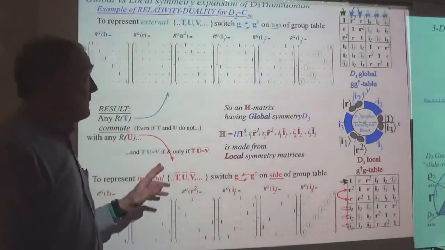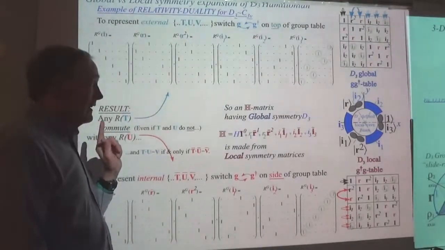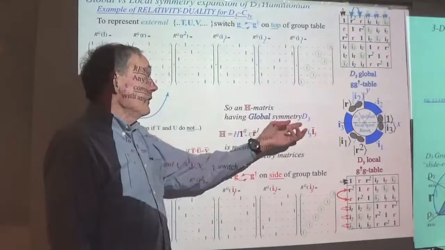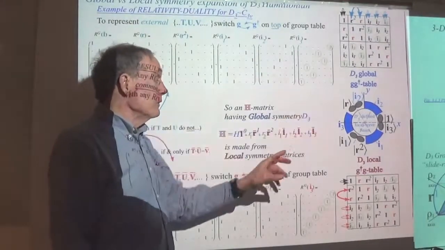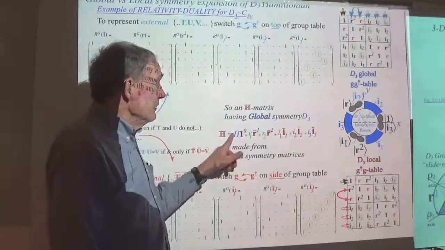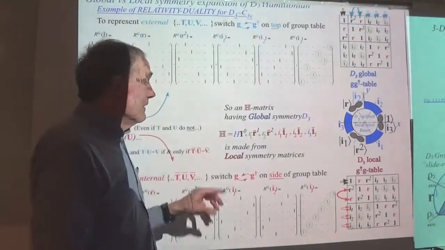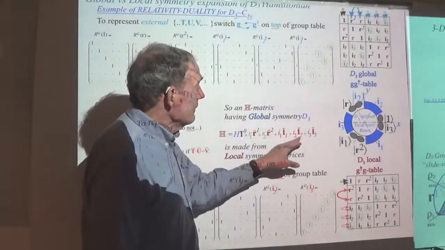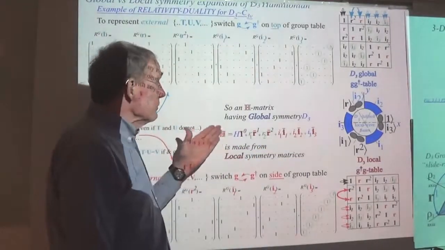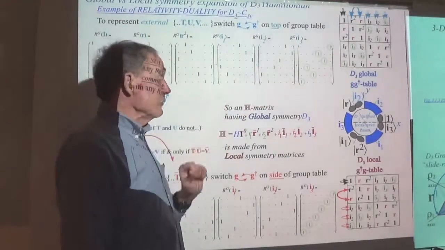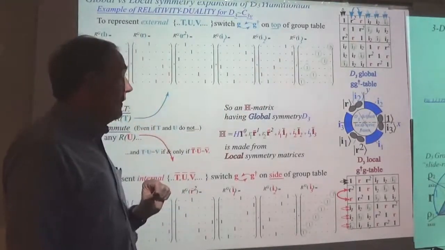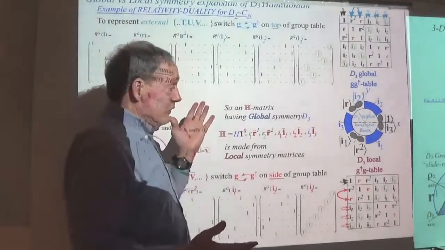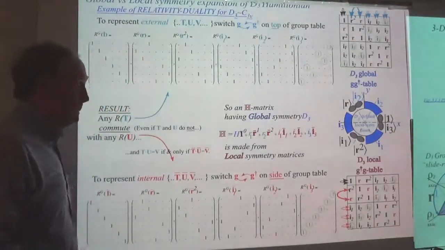Yeah, that's absolutely right. Now, given this, as I've already said here, the H matrix has the global symmetry that we're talking about. Then these local guys commute with this collection. Any numbers, any of those parameters I can take, and it will still commute with the symmetry operators. So that's the way we're getting to do Fourier analysis in a non-abelian environment.